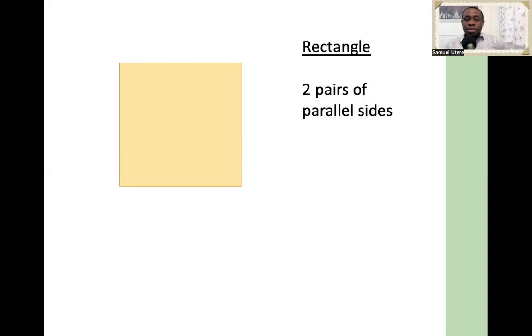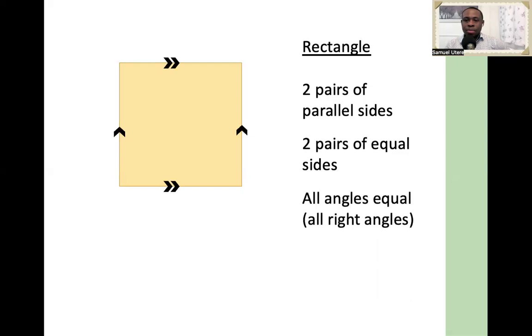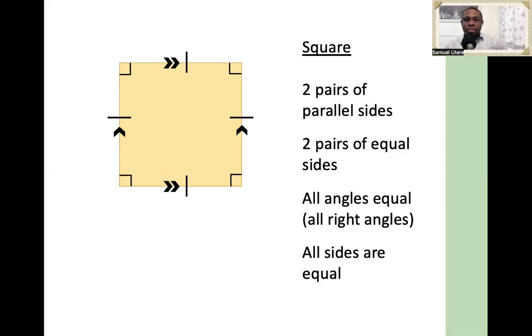So this special rectangle has 2 pairs of parallel sides. The sides are all equal. So, 2 pairs of equal sides, and all the angles are right angles. And all sides are, of course, equal. So a square is actually a special rectangle, and you can see the hatch marks showing that all the sides are equal. So all squares are rectangles. Take note of that.